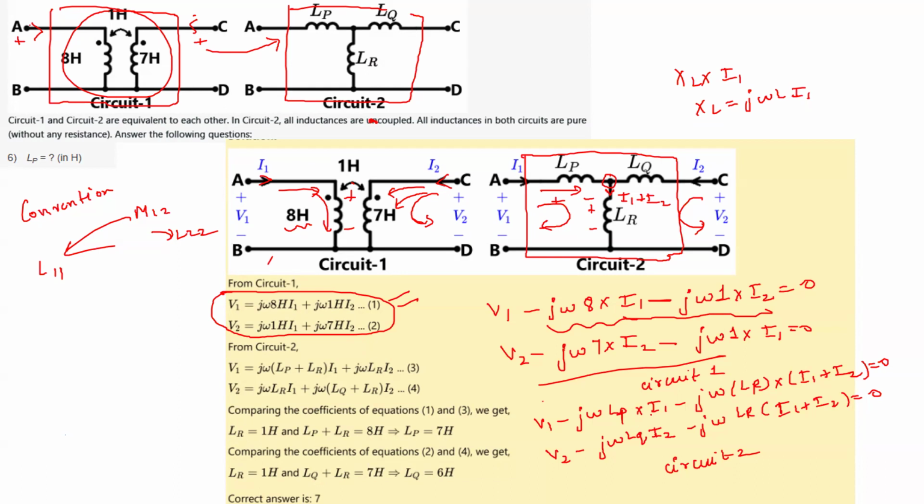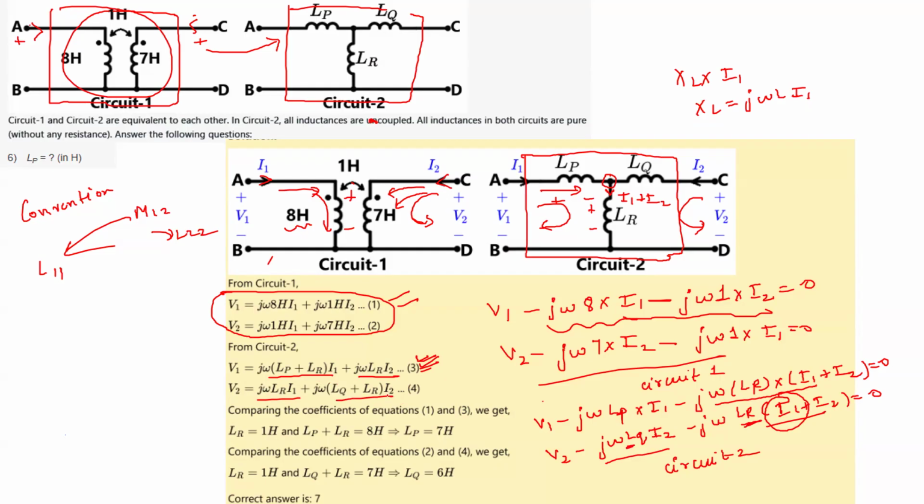Now if I club the coefficients of I1 together, it becomes like this. V1 minus j omega LP plus LR into I1, right? Because this I1 is common in both with the LR and with the LP. So that is why this is LP plus LR. And with the I2, this is j omega LR I2. Then for the V2 case also, I1 has only the LR part, and this I2 has both the LR part and the LQ part. That is why LQ plus LR into I2.